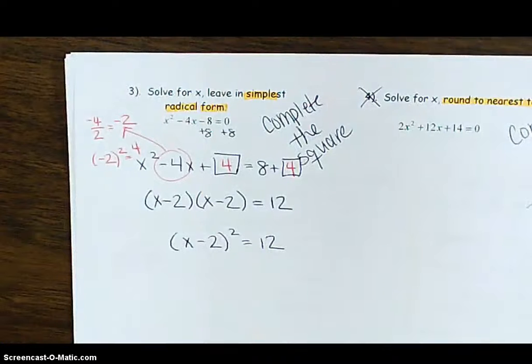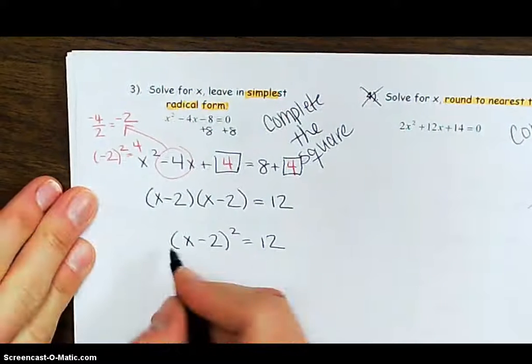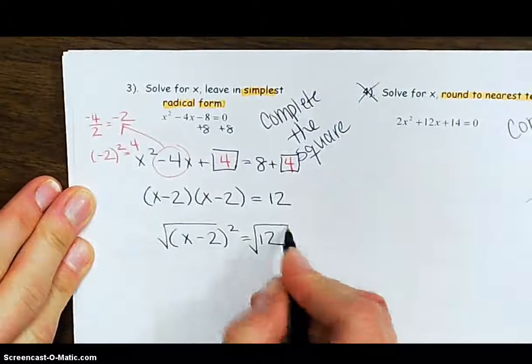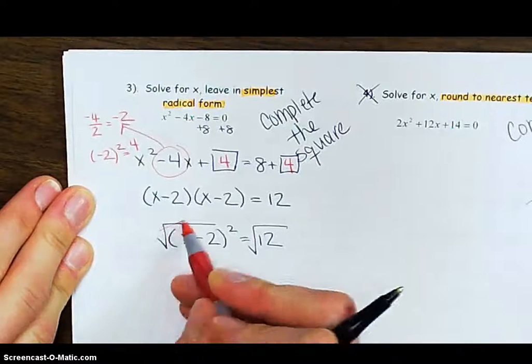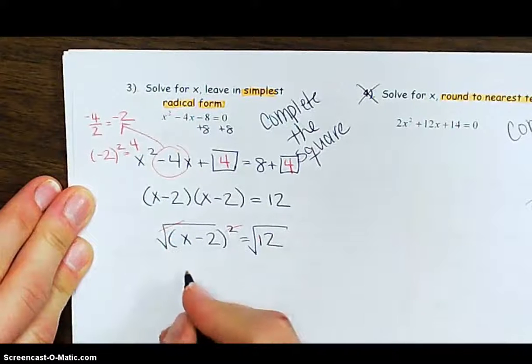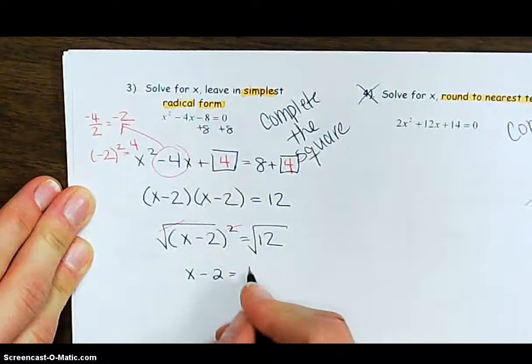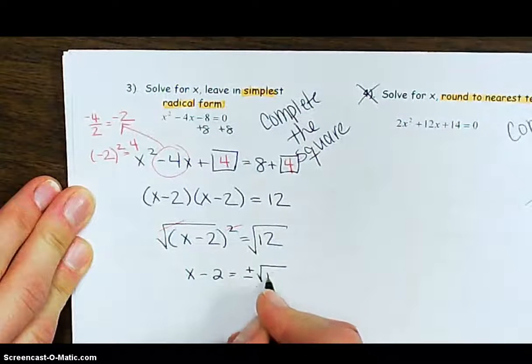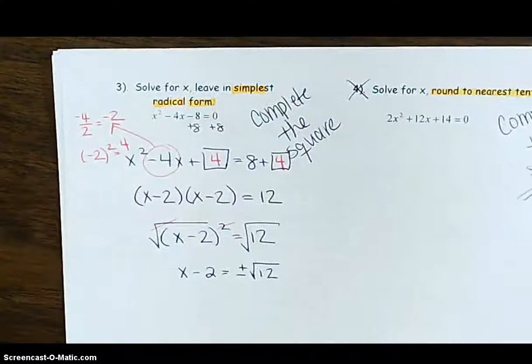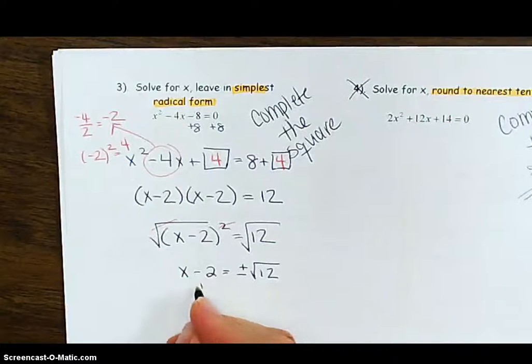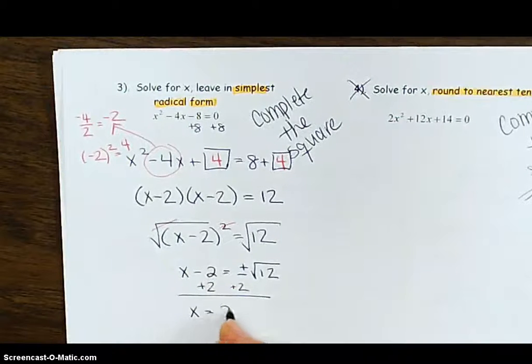Now we need to get rid of that squared. So to get rid of the squared, we're going to square root both sides. So now the squared and the square root are going to cancel. We get x minus 2. And remember, when you take the square root of something, you get the positive and negative of that solution. Okay, so now we need to bring that 2 to the other side because we need to solve for x. So we get x is equal to 2 plus or minus radical 12.